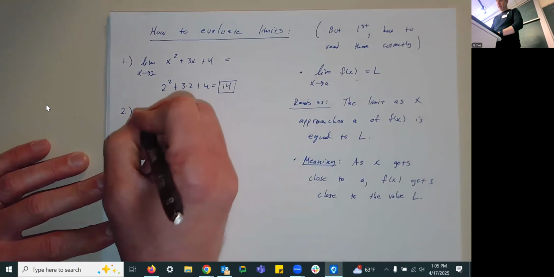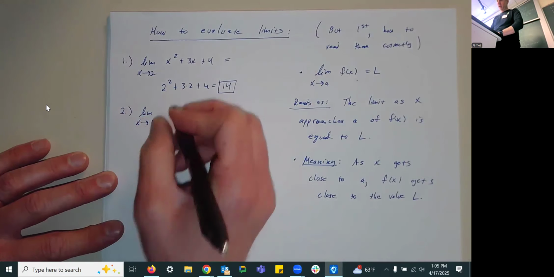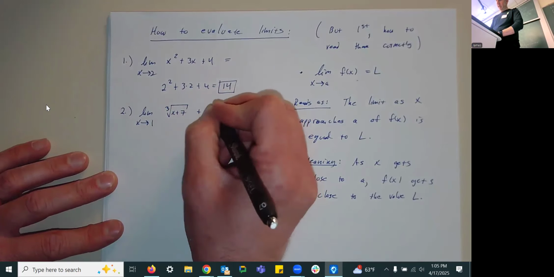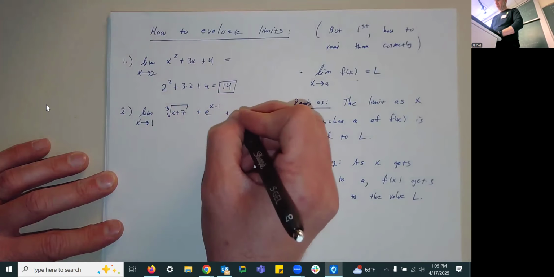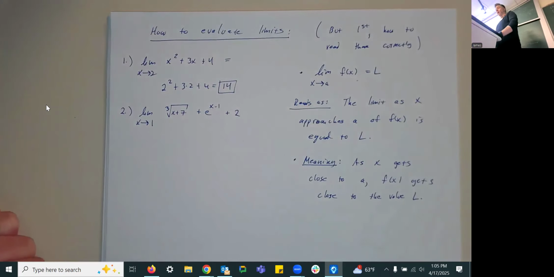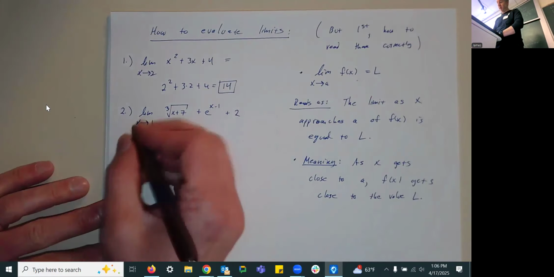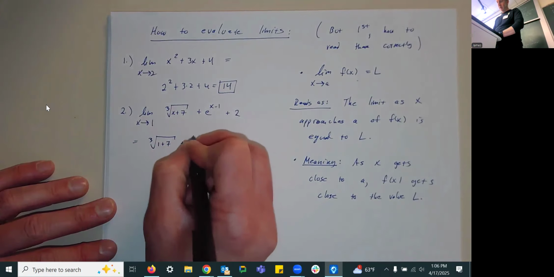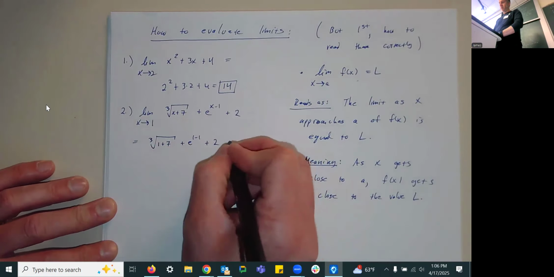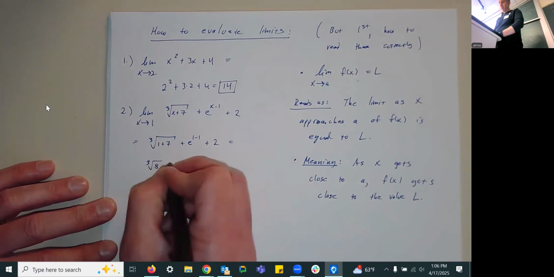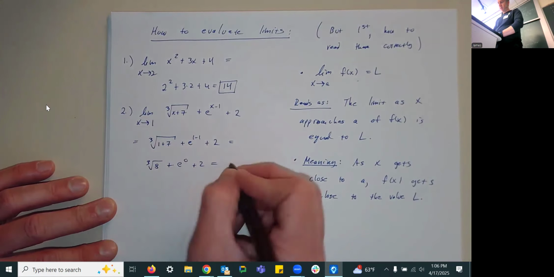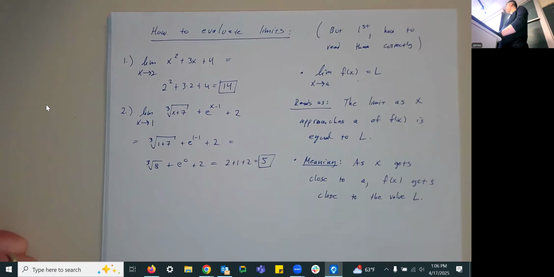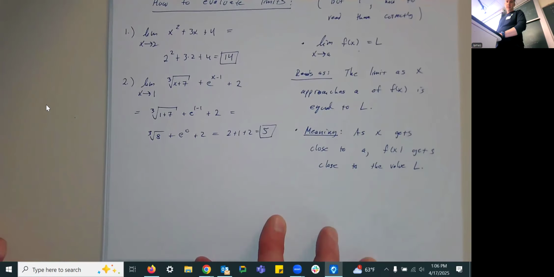Say something like the limit as x approaches 1 of the cube root of x plus 7 plus e to the x minus 1 plus 2. And again, I don't see any problems with plugging in 1, so I'm just going to plug in 1 and get the cube root of 1 plus 7 plus e to the 1 minus 1 plus 2, which is going to be the cube root of 8 plus e to the 0 plus 2, which is 2 plus 1 plus 2, which is 5.